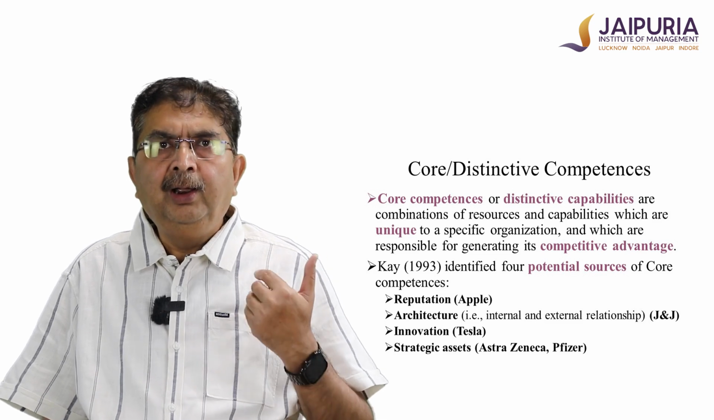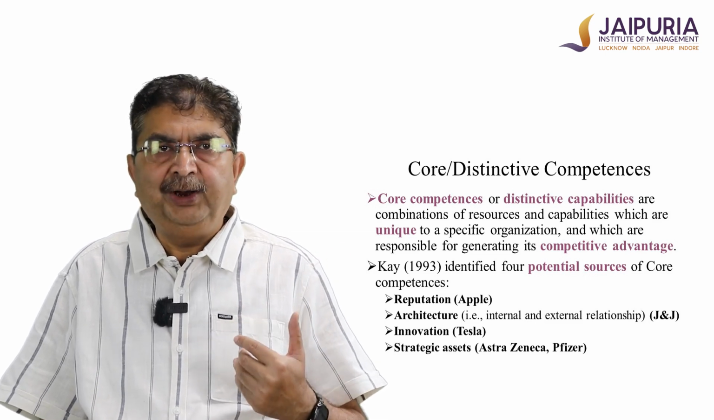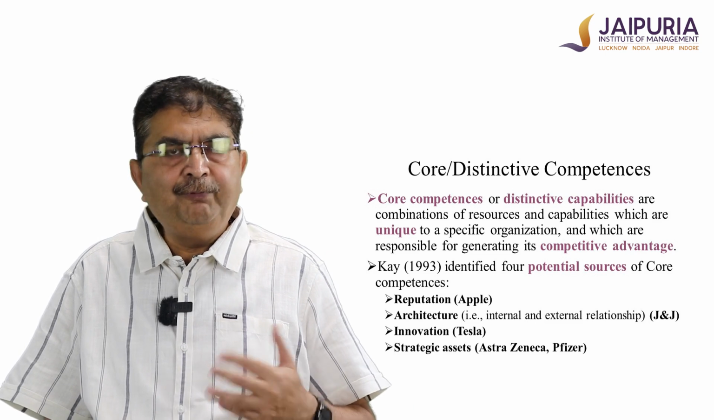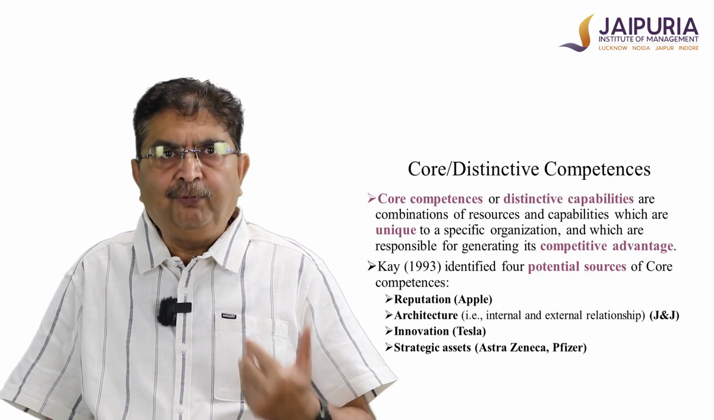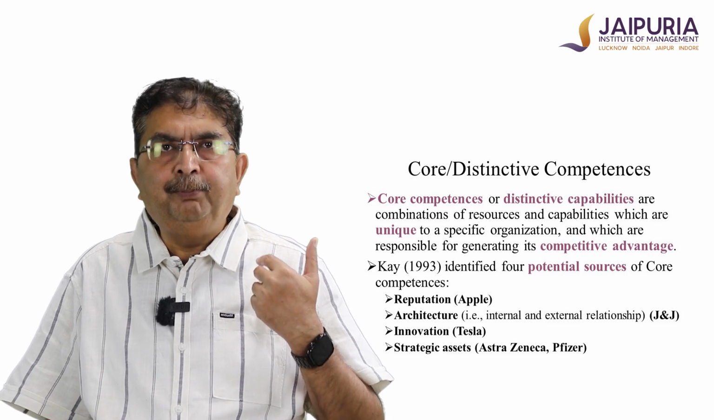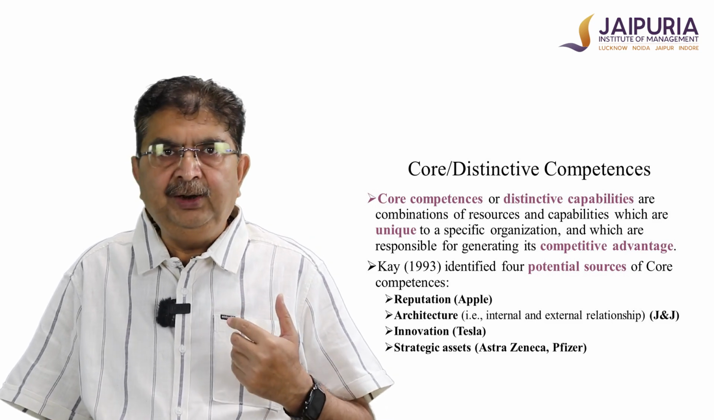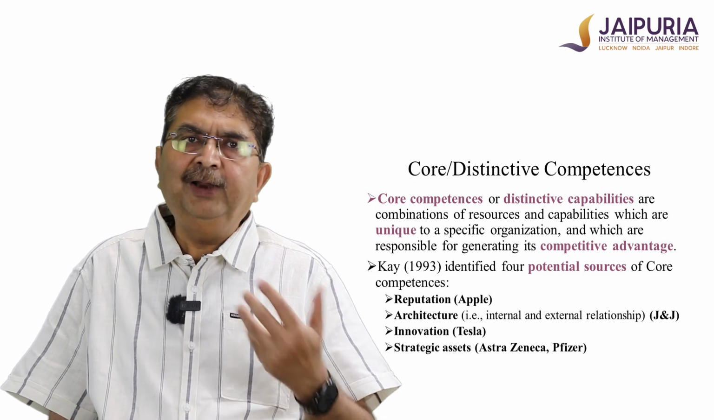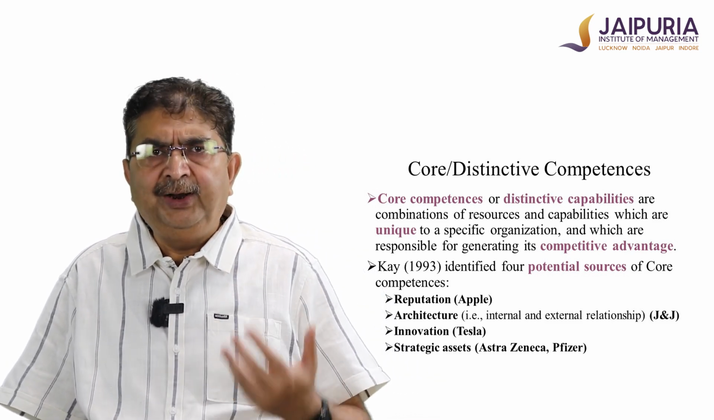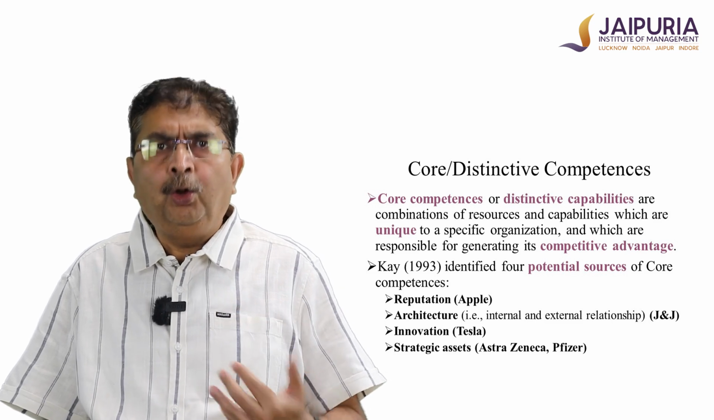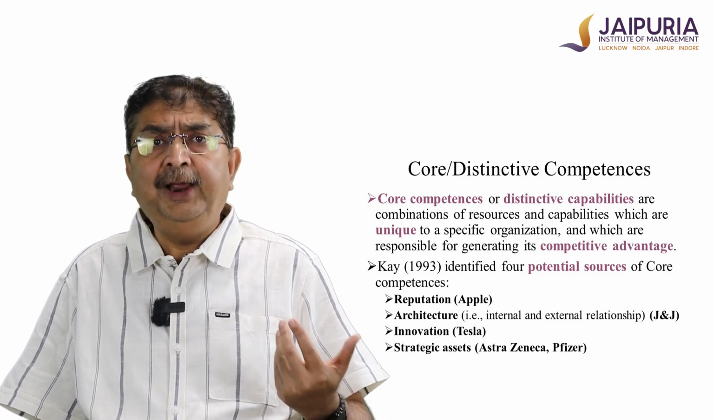The third potential source of core competency was innovation, and for that we can consider the example of Tesla. And for fourth, the potential source of core competency is strategic assets, and for that we can take the example of organizations like Pfizer or AstraZeneca or Eli Lilly or let's say 3M or DuPont.